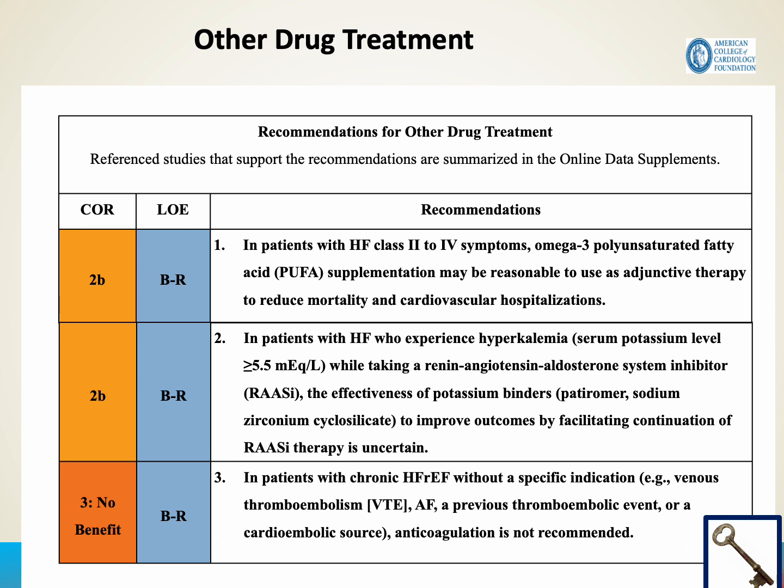You want to watch hyperkalemia in folks who are on renin-angiotensin-aldosterone inhibitors of any kind, and they recommend that you may consider a trial of a potassium binder if you think that they are benefiting from the therapy, but their potassiums aren't doing well.